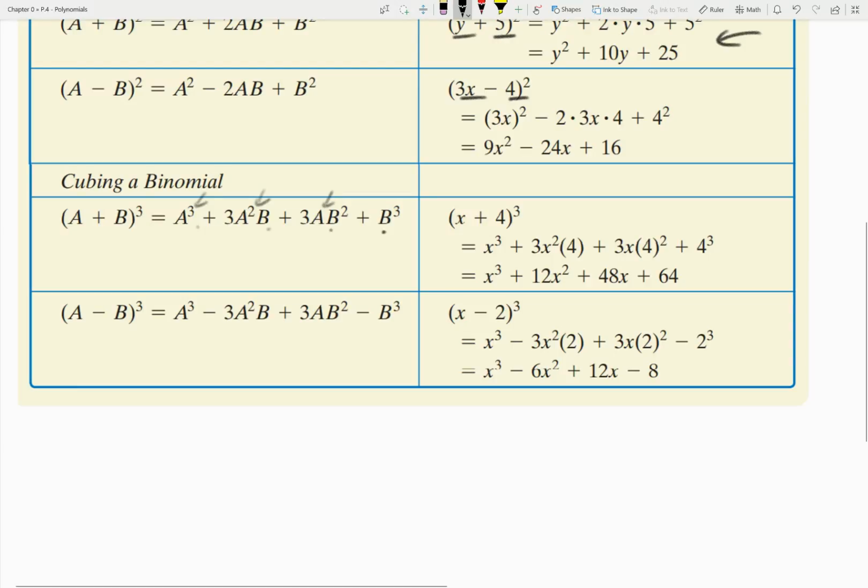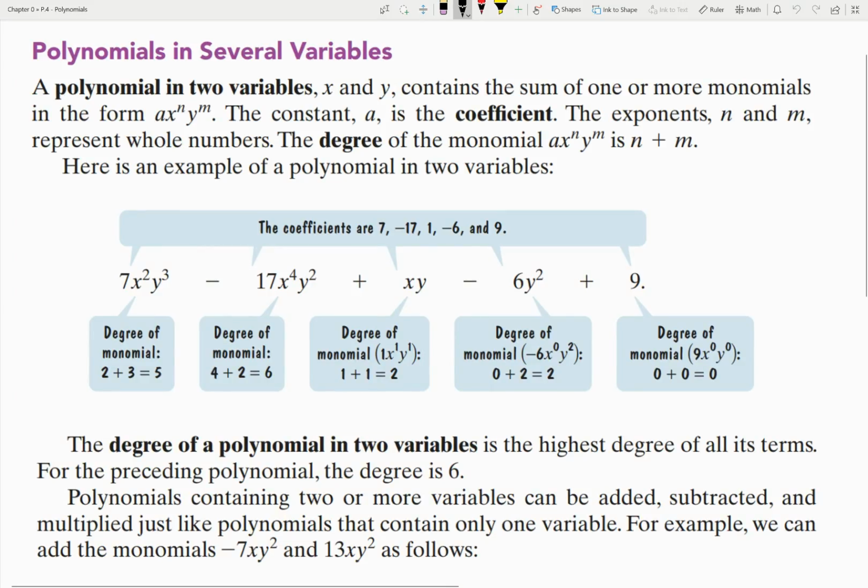For the sum, they're all pluses, nice and easy. For the difference, it goes plus, minus, plus, minus. They just alternate as you go. And again, these are just ways that we can multiply things together faster. And if we can recognize them, then it can help us be that much more efficient.